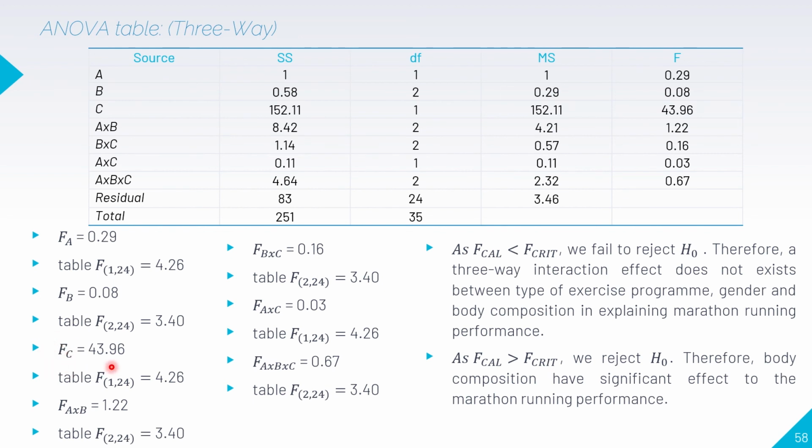However, our FC, which is our body composition, is greater than our F critical, so we reject our null hypothesis. Therefore, in this case, body composition has a significant effect on marathon running performance. So that's the three-way ANOVA, how to solve the three-way ANOVA in finding the significance and their differences.